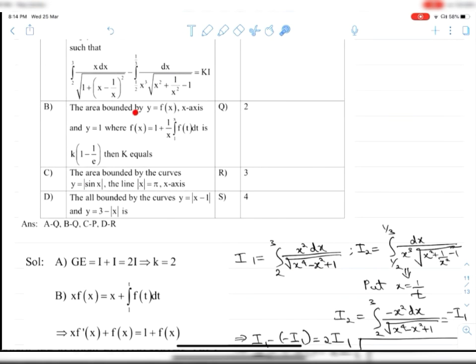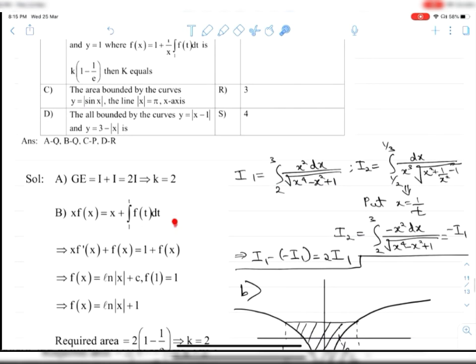Coming to this part, the area bounded by y equals f of x, the x-axis and y equals 1, where f of x equals 1 plus 1 by x integral of f of t dt. So this part, we multiplied by x on both sides. x f of x equals x plus integral 1 to x of f of t dt. I'll differentiate on both sides. x f dash of x plus f of x equals 1 plus the derivative of this, which is f of x into derivative of x, which is 1. So f of x gets cancelled.